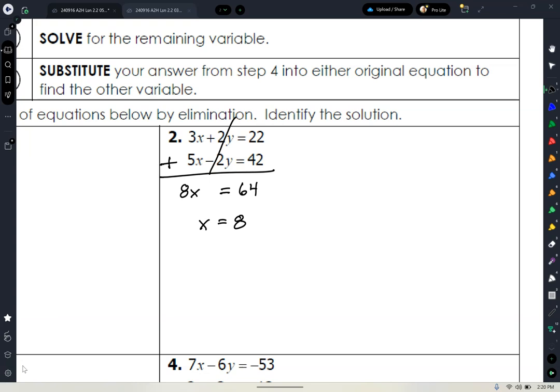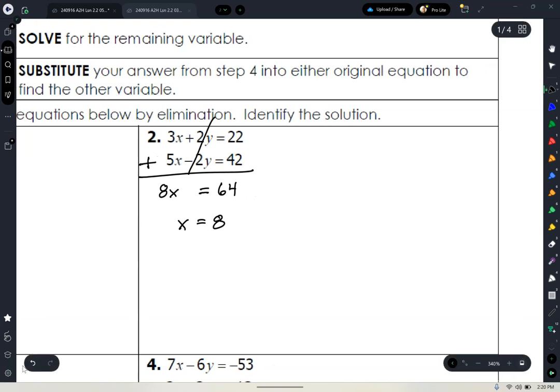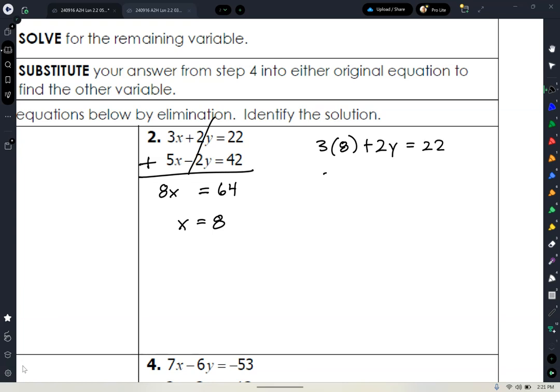Now we got one of our variables for our solution, right? So we're just going to take that and plug it back in. We can use either of our other 2 equations. I'll just use the first one. So 3 times 8 plus 2y is equal to 22. 24 plus 2y is equal to 22. Subtract 24 from both sides. 2y is equal to negative 2. Y is equal to negative 1. That's pretty easy, right? Okay. 8 comma negative 1.